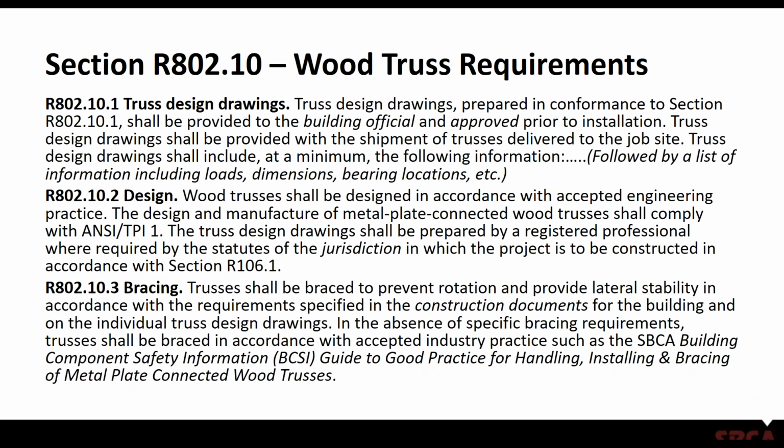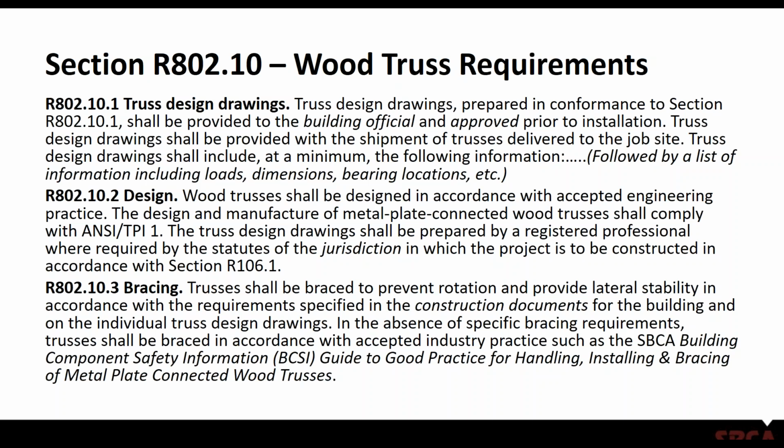Section R802.10 talks about wood truss requirements. R802.10.1 has information regarding what needs to be on the truss design drawings. We think of wood trusses in this case as metal plate connected wood trusses, but they don't necessarily have to be. But in this case, if it is a metal plate connected wood truss, R802.10.2 talks about that it's got to be designed to ANSI/TPI 1. And that's why you'll see that on your truss design drawings. So in terms of what's used, it's TPI 1.